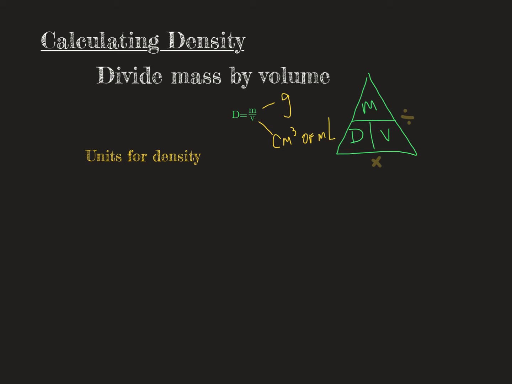So because we don't have the same unit on the top and the bottom, we don't cancel it out. Just like in your math class, if you had x squared over x, you would cancel one of these out and this would be equal to x.